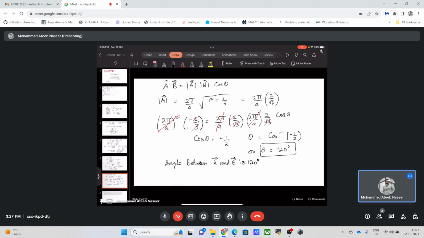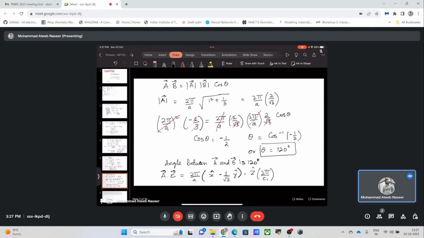Similarly, for A dot C, we can say that A dot C is equal to 2 pi by A times x hat minus 1 by root 3 y hat, and C is simply along z, 2 pi by C1.